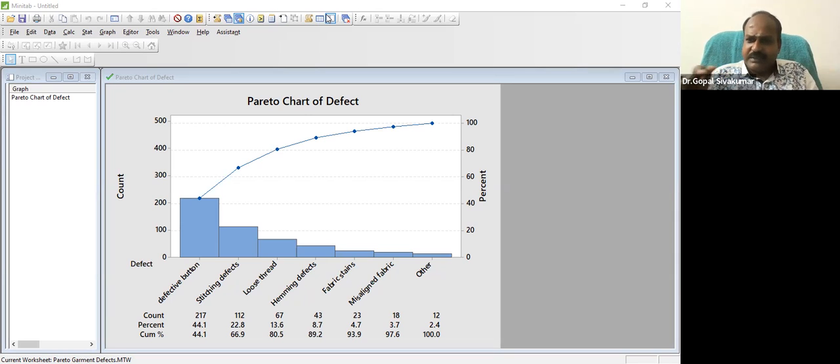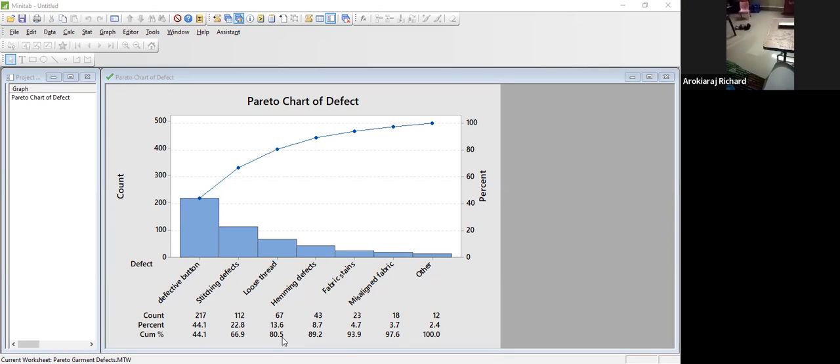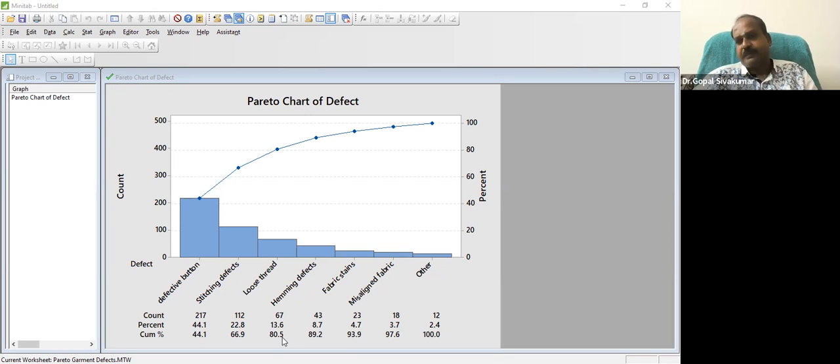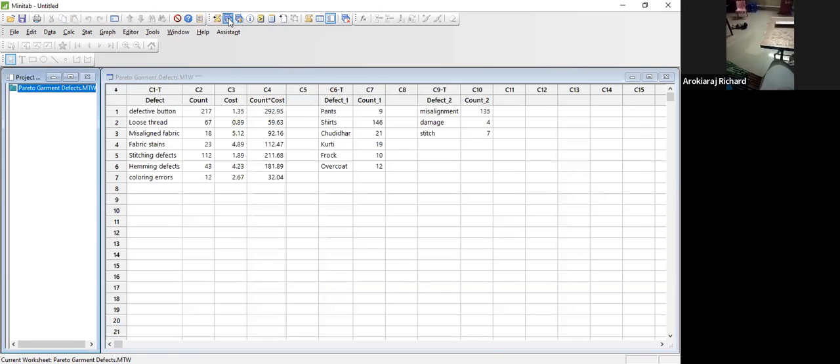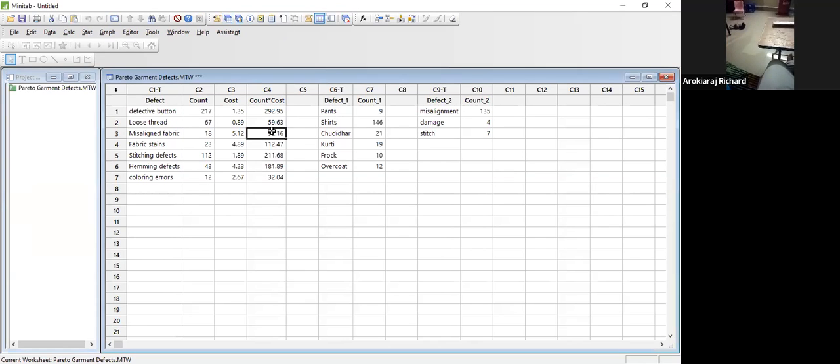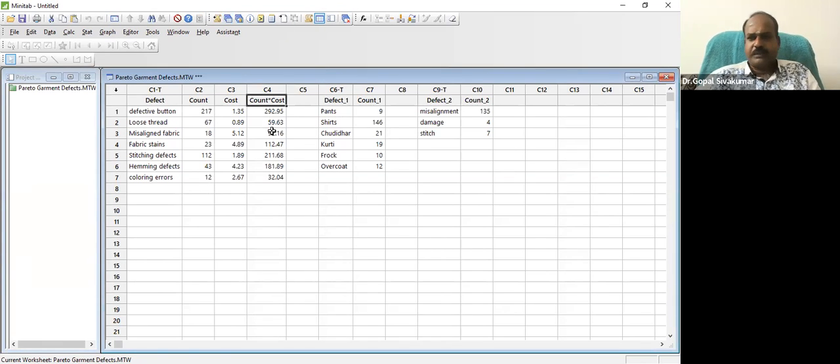But don't expect exact 80-20. Look here, it is 80.5. It can be 80-20, it can be 70-30, it can be 60-40. This is only a thumb rule. All of you are with me? But most of the issues come to 80-20. Yeah, the majority will come to 80-20.